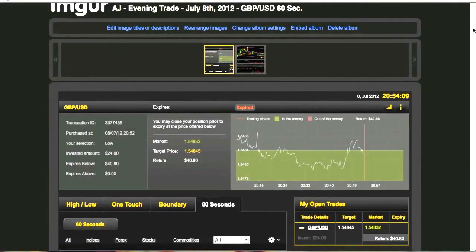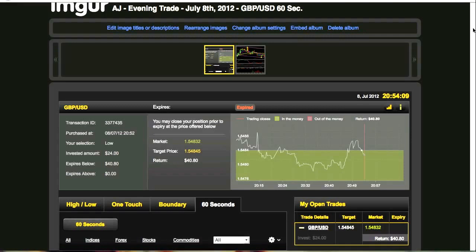Today I'm going to be showing you a trade that I placed on July the 8th, 2012. It was on the GBP-USD, the cable, the fiber, the pound-dollar currency pair. It was a 60-second option, which is what I like to take. And even with the new changes that have come to the 24-option platform, it's still a fun way to move quickly in a trade and to profit quickly as well.